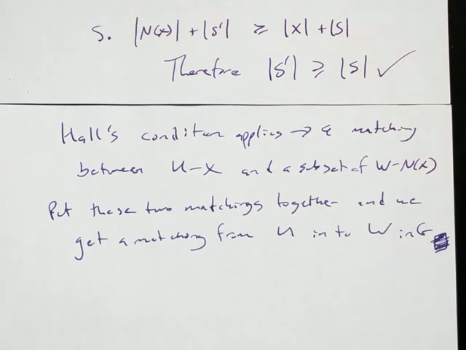Now, the reason that I did this all in sets is because that's the way Hall did it himself. He didn't actually do this as a graph problem. He did this as a set problem. Why? What does this mean in sets?